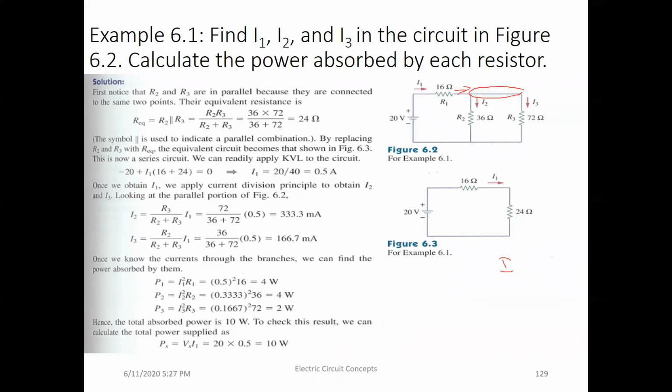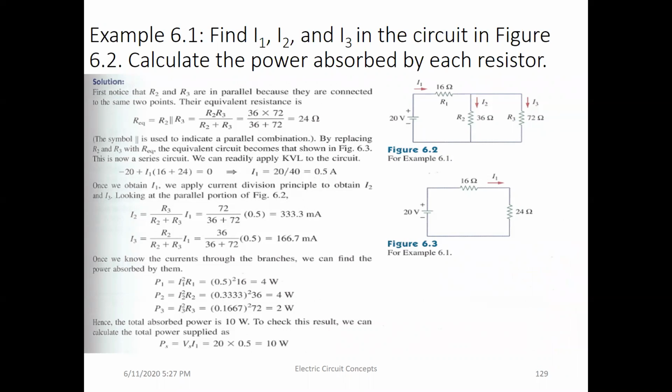To find I2, when we apply the current divider principle, we take I1, which is the total current entering the node, multiply by the opposite resistor's value, which is 72, over the total resistance of R2 plus R3, so 36 plus 72. So I1 is 0.5 multiplied by 72 over the sum, 108. So I2 will be 333.3 milliamps, or 0.333 amps.